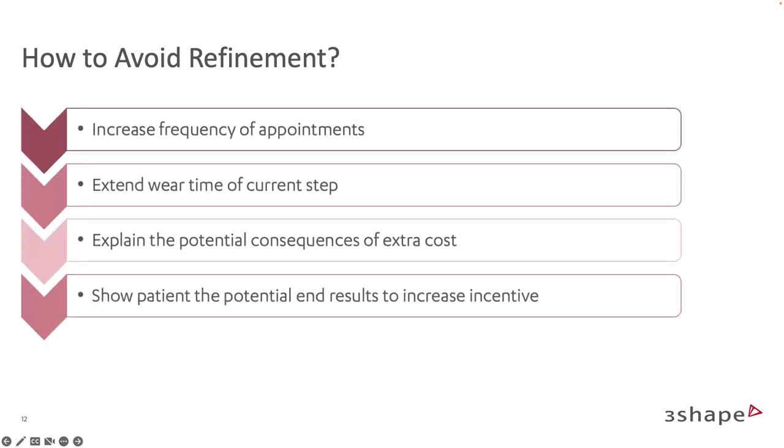So how can we avoid refinements? We can actually increase the frequency of appointments. We can extend the wear time of the current step. Also, we can explain the potential consequences of an extra cost. And we can show the patient the potential results to increase the incentive.